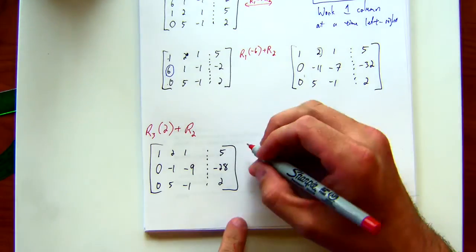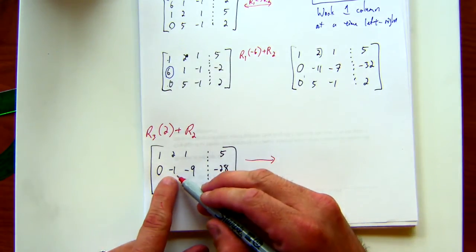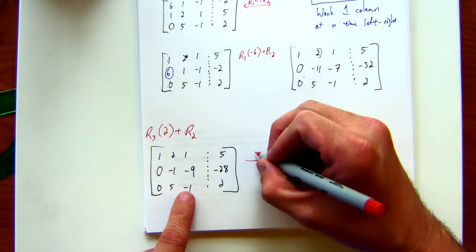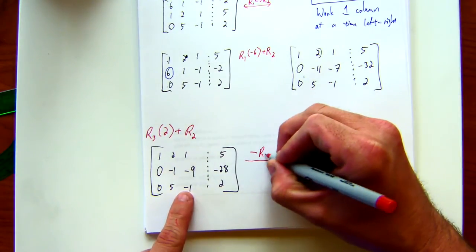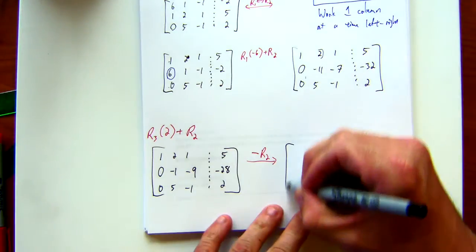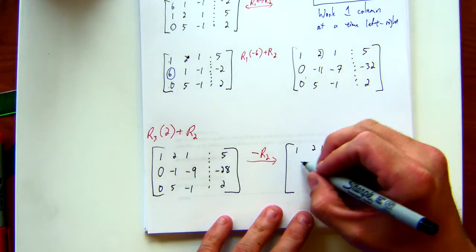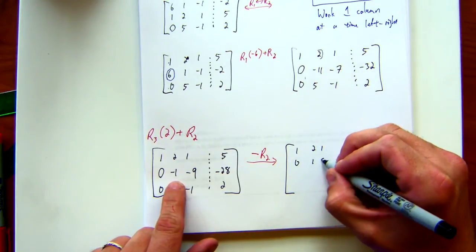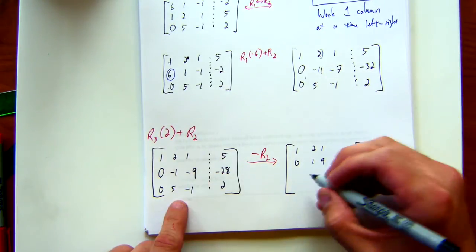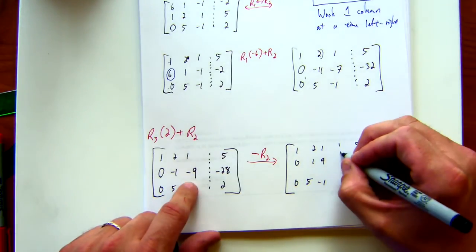Now what's the simple operation that I do to make this a positive 1? Multiply by negative 1. So you can just write negative row 2, and then just change the sign of everything in row 2. 1, 2, 1, 5, 0. This is going to be 1, 9, 28, 0, 5, negative 1, 2.